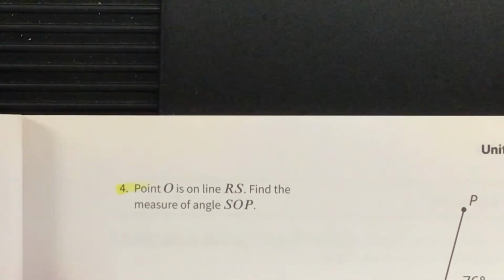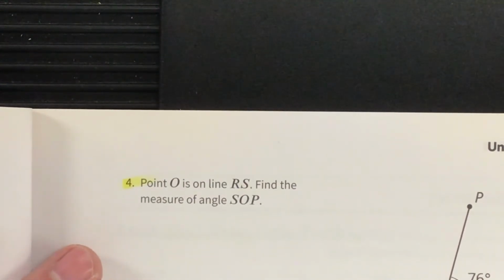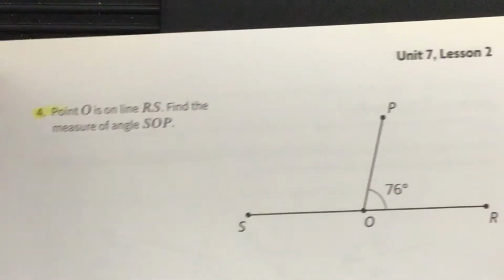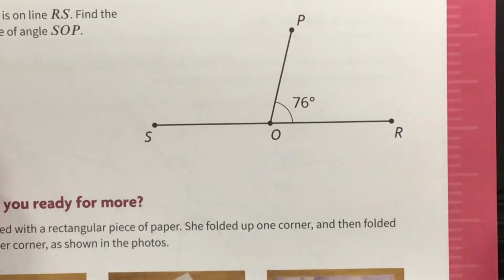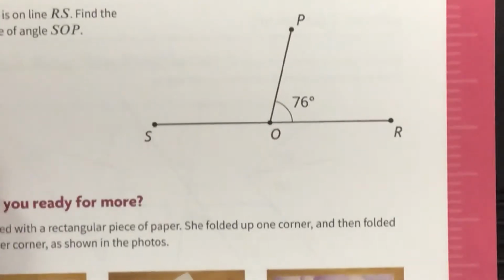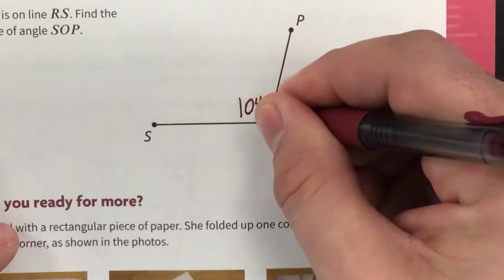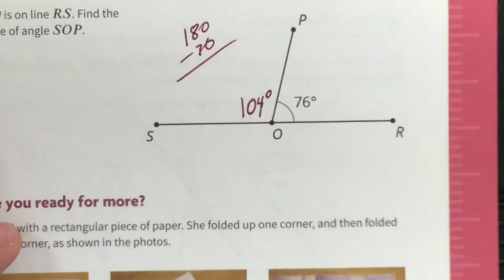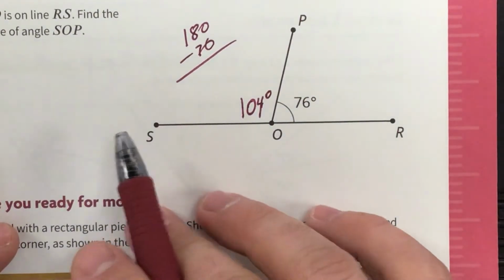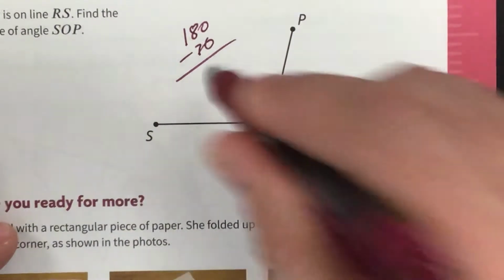Next one. Point O is on a line. Again, a line, a straight angle, should tell you something about what it needs to equal. Find the measure of SOP. Again, we should be able to do this without measuring, just based on that information. Chesney, 140. How'd you get that? I subtracted 76 from 180. That's correct. It makes a straight angle. We just learned that was 180, so those two have to add up to 180.